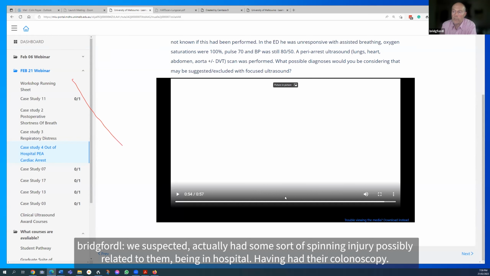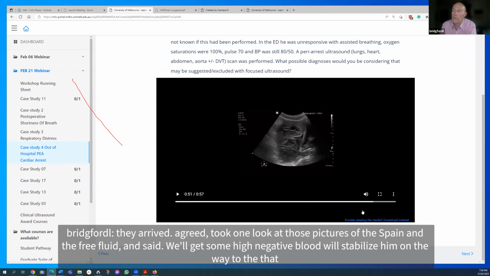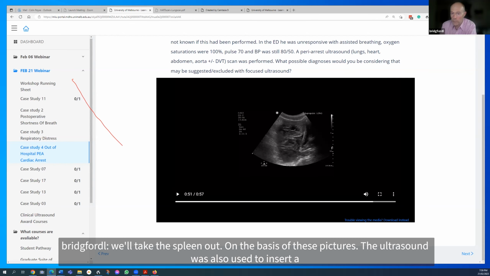And at the time that we were finishing off these images, we'd alerted the surgical team that we had somebody who we suspected actually had some sort of splenic injury, possibly related to them being in hospital having had their colonoscopy. They arrived, agreed, took one look at those pictures of the spleen and the free fluid and said, we'll get some O negative blood, we'll stabilise him on the way to theatre, we'll take the spleen out on the basis of these pictures.